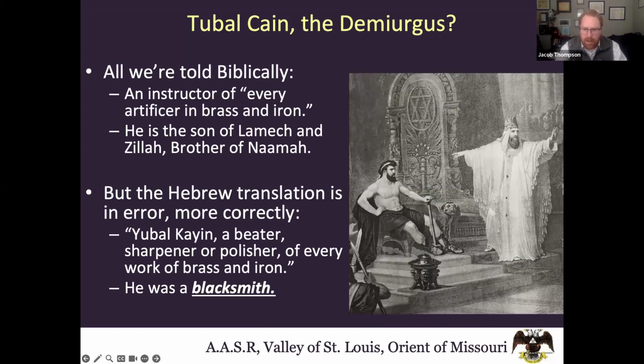Pike's next run is on words. Specifically, he addresses things like Tubal Cain, Shibboleth, and Solomon. So Tubal Cain, of course, in the Bible, we're told that he's an instructor of every artificer in brass and iron. He's a son of Lamech and Zillah, and the brother of Naamah. Of course, that's the English translations of the Bible. Pike says that that's a little bit off. When you go to the Hebrew, he's actually a beater, sharpener, or polisher of every work of brass and iron. Very clearly, he is a blacksmith.